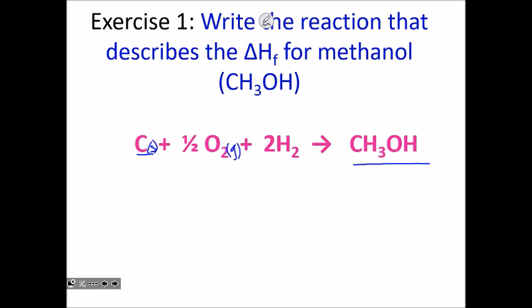So if we wanted to put the phases in, then we would do that. Of course, oxygen's a gas, hydrogen's a gas. Methanol, all the alcohols are really liquids at our normal conditions, okay? Yes?